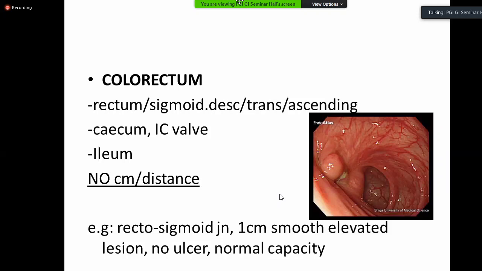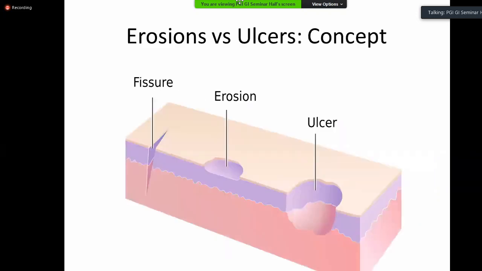Now, in this particular case, it is a lesion in the sigmoid. This is the sigmoid, this is the rectum, rectosigmoid junction. So define the size of the lesion: 1 centimeter smooth elevated lesion without any ulceration, and again normal capacity or normal distensibility. So this is white light reporting, and depending upon the need for narrowband imaging or other optical enhancement, you define the lesion more closely.